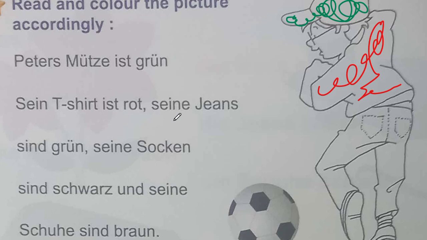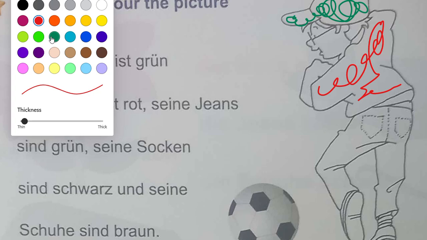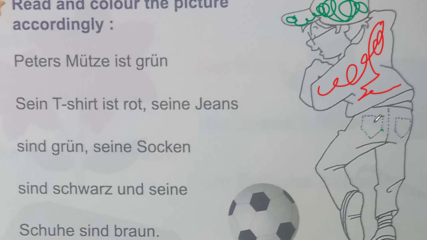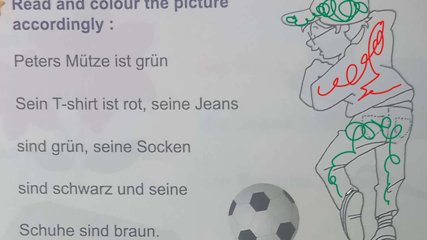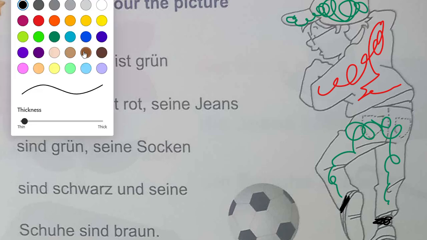Seine Jeans sind grün. That means his jeans are green. Okay, green jeans. Yep. And seine Socken sind schwarz. His socks are black. So I guess these should be his socks. Yeah, this is more clearly visible. Und seine Schuhe sind braun. And his shoes are brown.